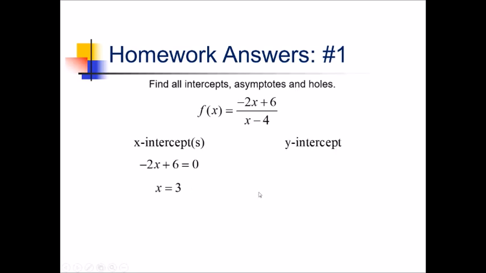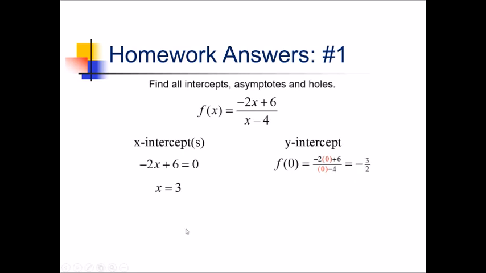Moving on to the y-intercept, that's what I'm going to get when I plug 0 in for x in this function. If I do that, all that's left after things are zeroed out is the 6 in the numerator and a negative 4 in the denominator. So that reduces to negative 3/2.